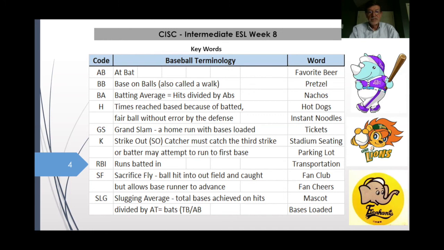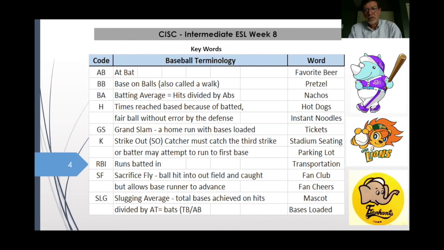SF is sacrifice fly. It's a ball hit into the outfield and caught, but it allows a base runner to advance. And SLG is slugging average, total bases achieved on hits divided by at-bats. So, total bases divided by at-bats.